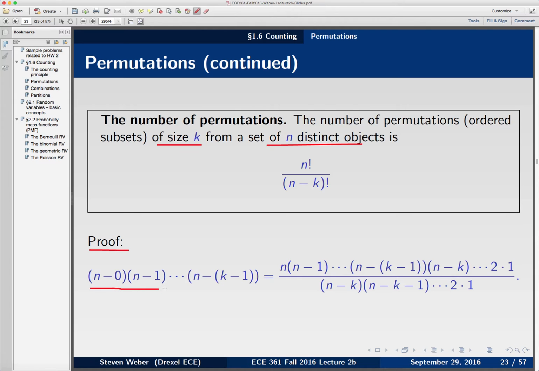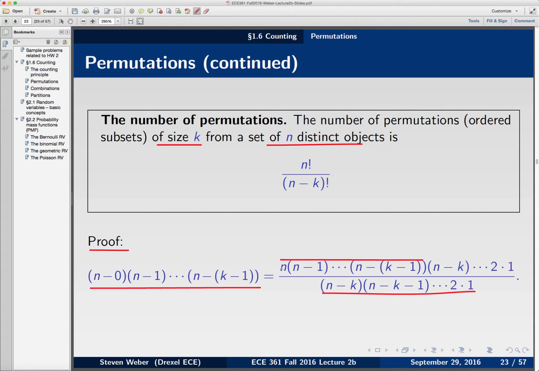This is the expression we gave earlier for the number of k-permutations from an n-set. But if I take this expression and just keep multiplying by the numbers n minus k, n minus k minus 1, all the way down to 2 and 1, and then copy those numbers down here into the denominator, then this over this is simply 1, and there's no problem.